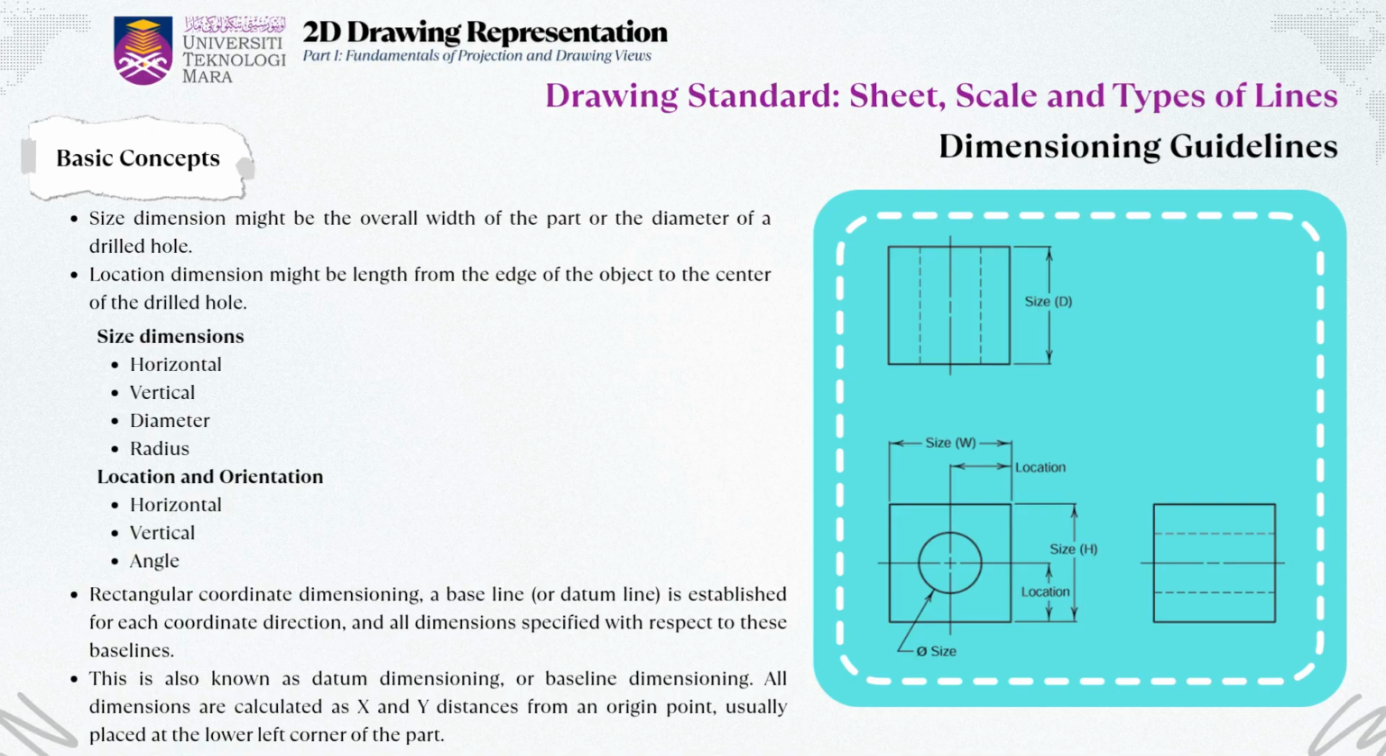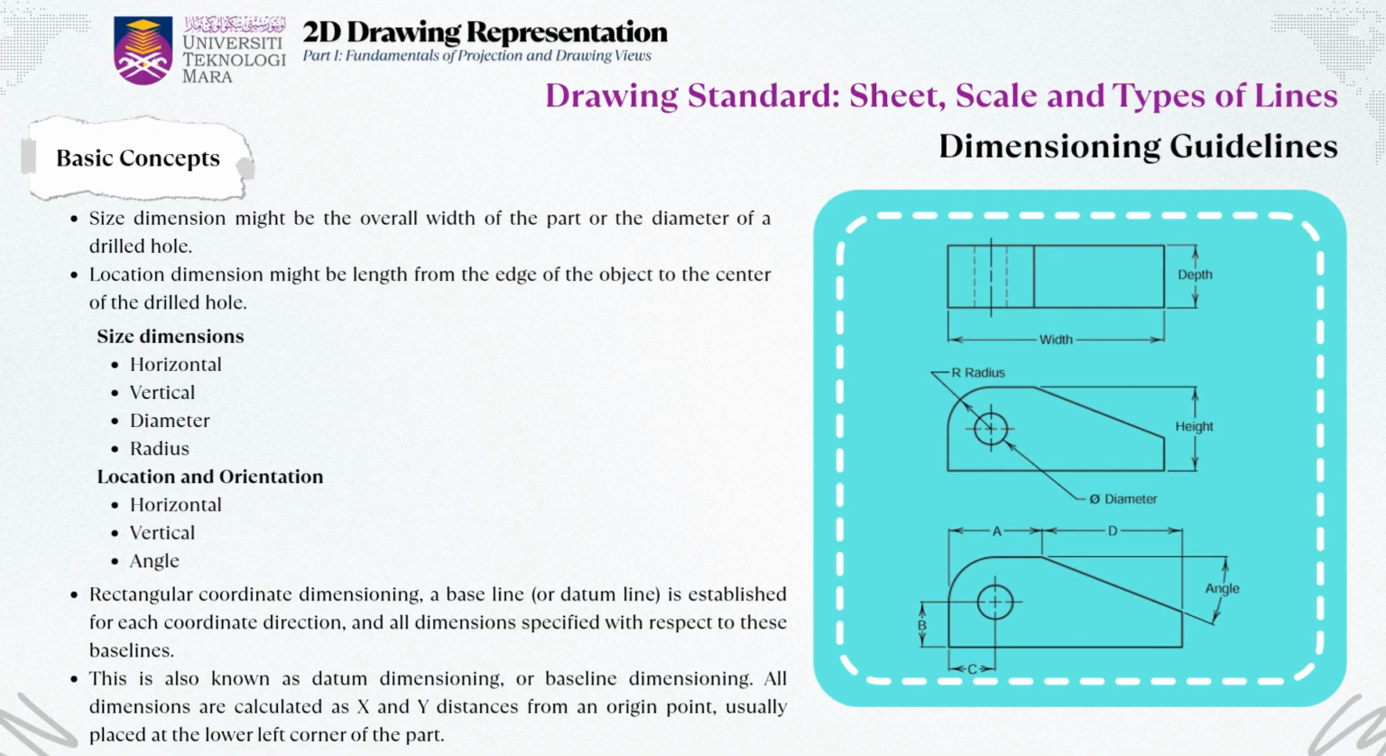Size dimensions can be further divided into horizontal dimensions, like width, vertical dimensions, like height, and diameter or radius, which are used for circular features such as holes or round edges. Next, we have location dimensions. These don't tell you how big a feature is, but where it is located. For example, if there's a hole drilled in the middle of a block, the location dimensions would show the distance from the edge of the block to the center of the hole. These are also given in horizontal, vertical, or angular directions, depending on the part's layout.